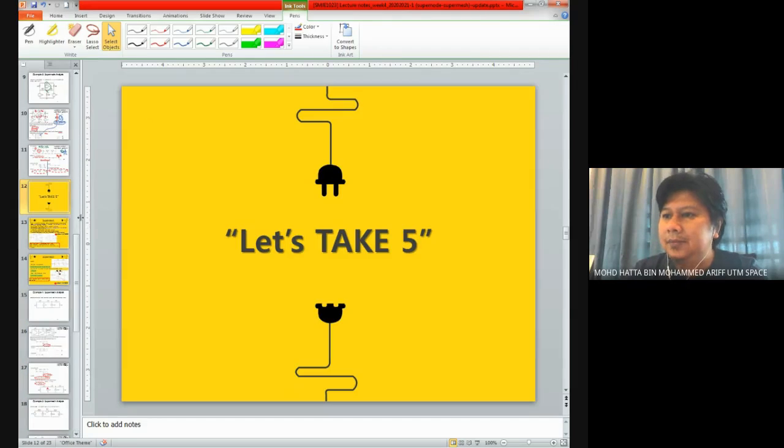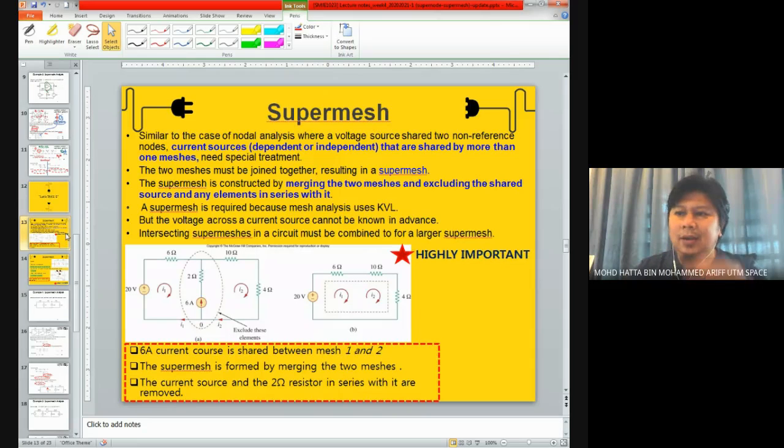Okay, we would like to continue our lesson. Now, we move on into another analysis, circuit analysis. This time, we try to have a look at Supermesh. In general, Supermesh happens when you have a current source in between two meshes.